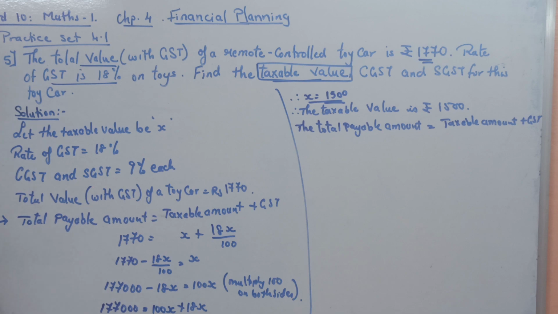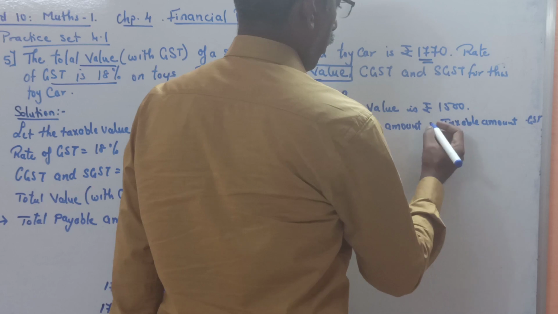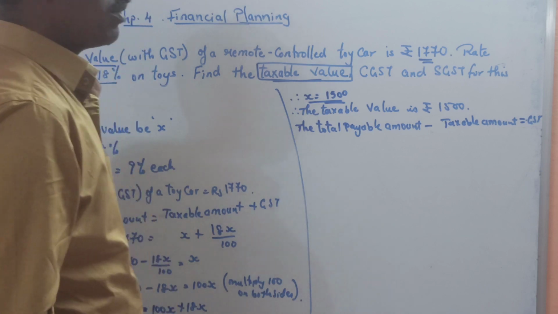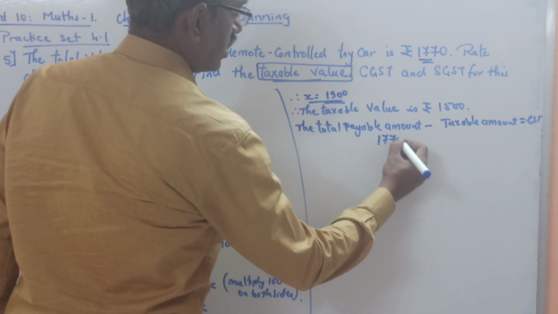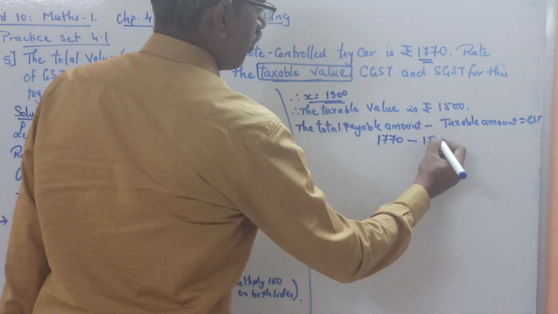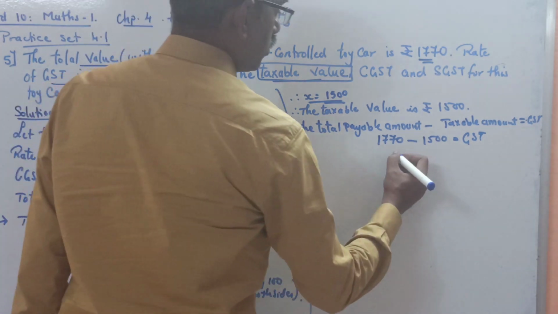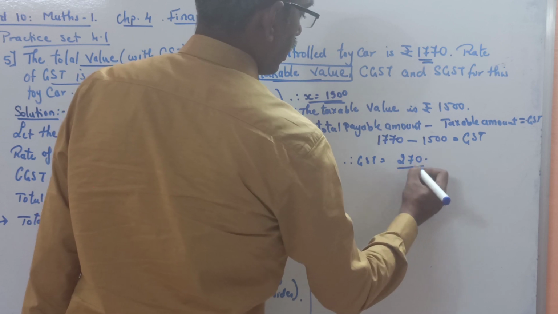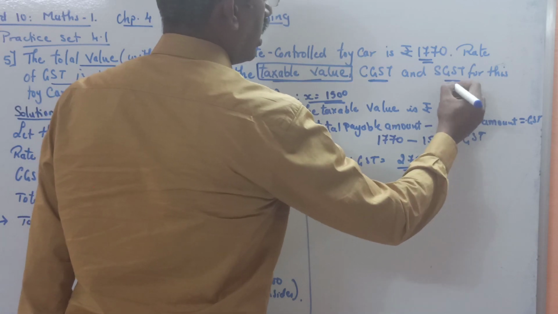In this case, we'll make a little bit of change. Instead of writing the statement twice, we'll write total payable amount minus taxable amount is equal to GST. So total payable amount is 1770 minus taxable amount, which is 1500, is equal to GST. We wanted to find the difference between the both. Therefore GST is equal to 270. Now this GST has to be divided into CGST and SGST.